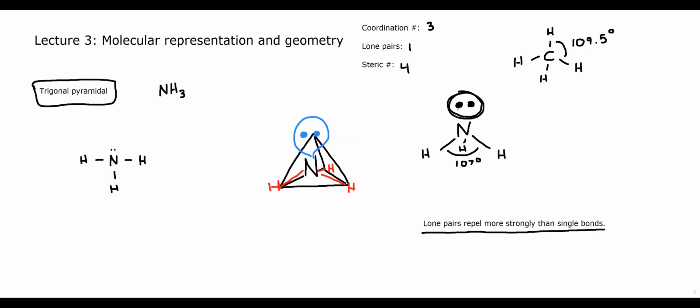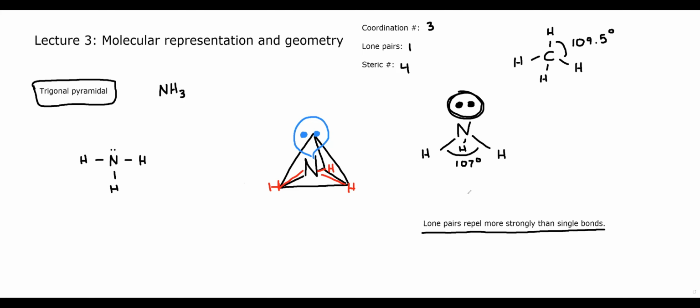So again, the lone pair has more repulsive force than single bonds. So when all these 4 things are spread out as much as possible, that lone pair sort of pushes everything a little bit further away from it, pushes those hydrogens just a little bit further away, which pulls them closer together on the opposite side of the nitrogen. So the bond angle gets a little bit smaller here, down to 107.